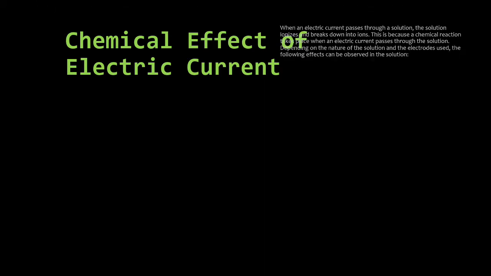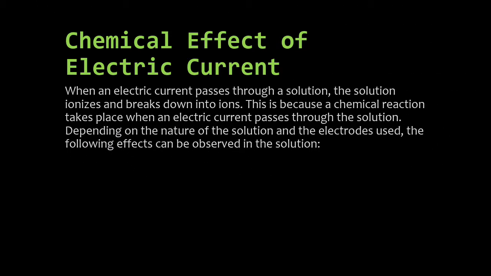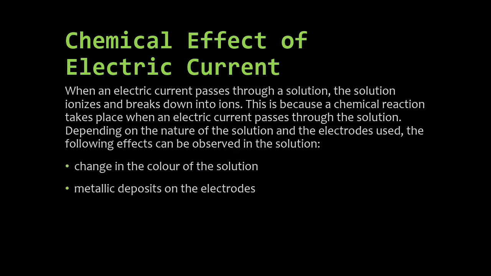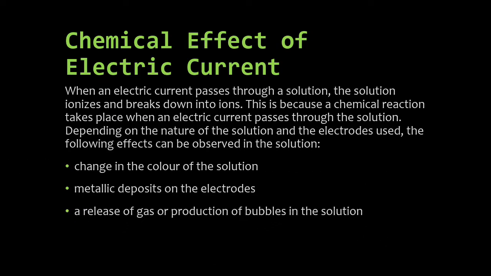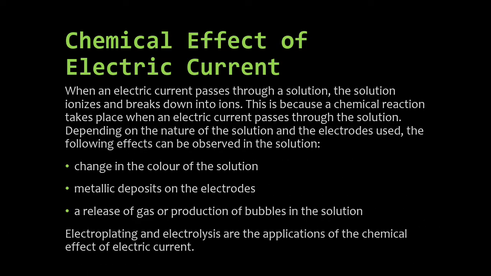Chemical effect of electric current. When an electric current passes through a solution, the solution ionizes and breaks down into ions. This is because a chemical reaction takes place when an electric current passes through the solution. Depending on the nature of the solution and the electrodes used, the following effects can be observed in the solution: change in the color of the solution, metallic deposits on the electrodes, a release of gas or production of bubbles in the solution. Electroplating and electrolysis are the applications of the chemical effect of electric current.